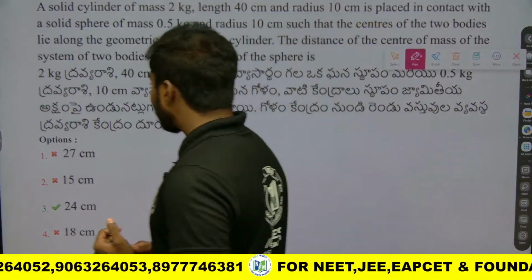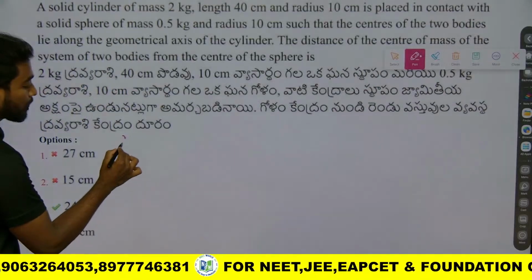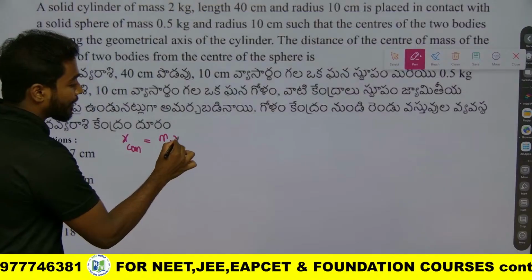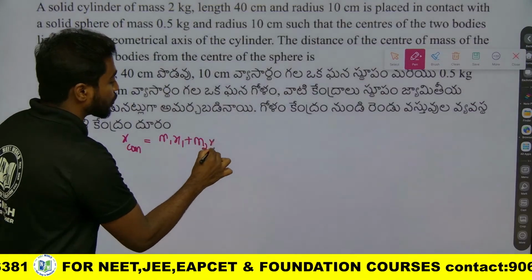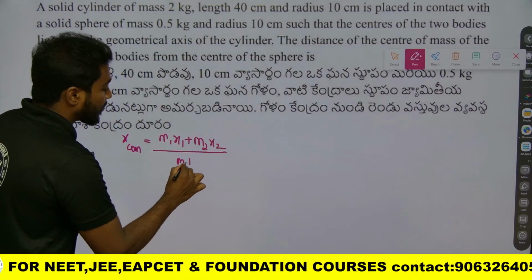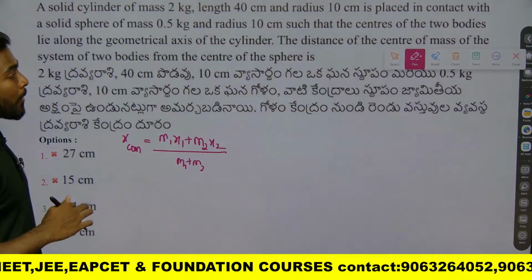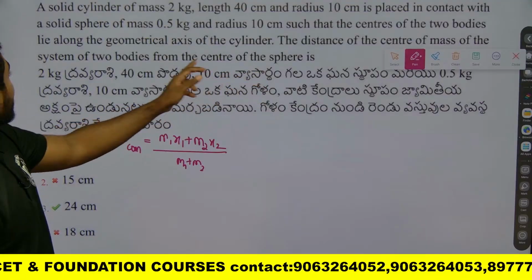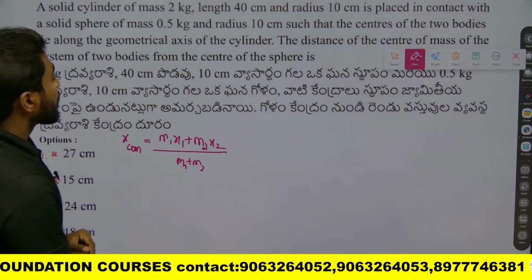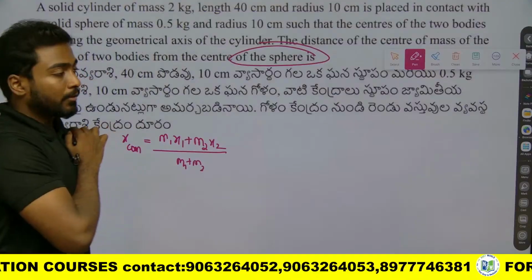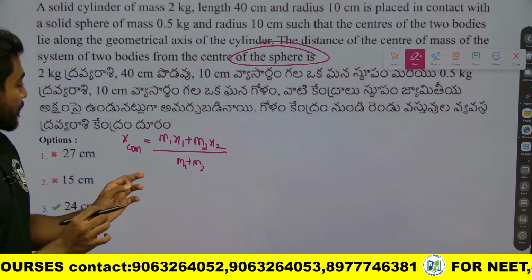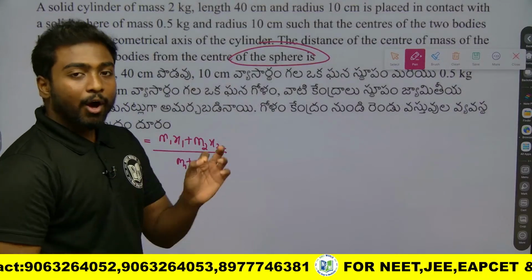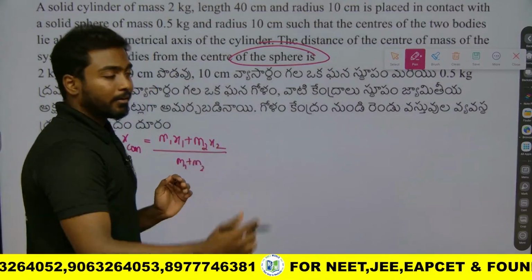Okay, first we'll write the formula for that. We know the formula: x center of mass is nothing but m1 x1 plus m2 x2 by m1 plus m2. Am I correct? Now they said that I need to find the center of mass of the system from the sphere, right? Then I will consider the value of x1, that is for the sphere, as the origin. From the origin I will calculate.